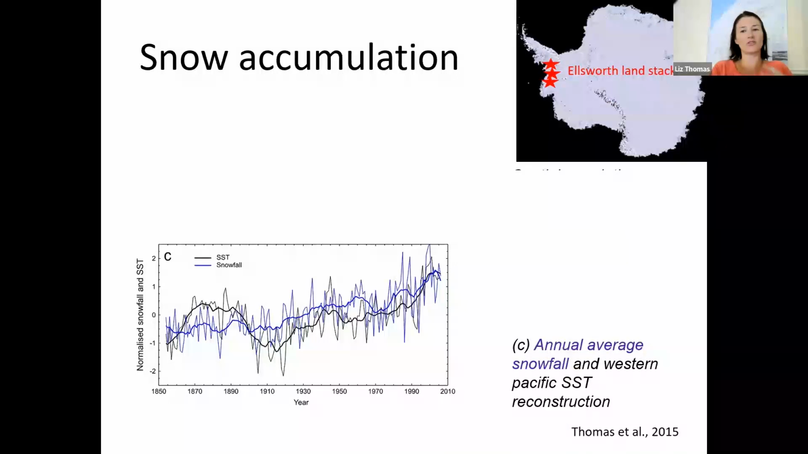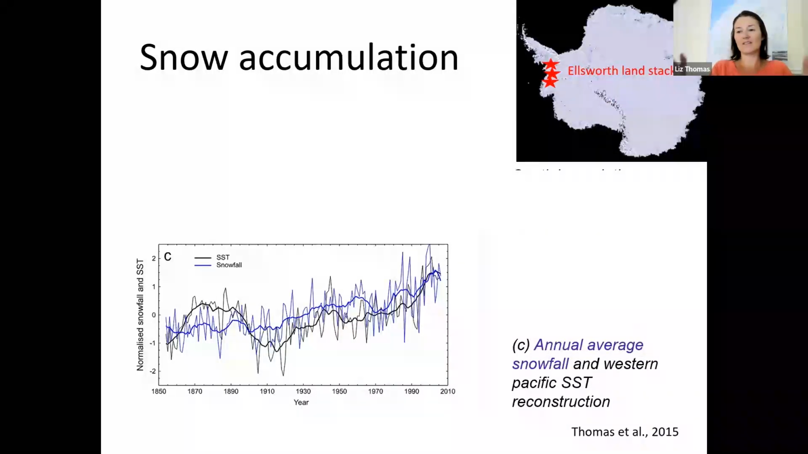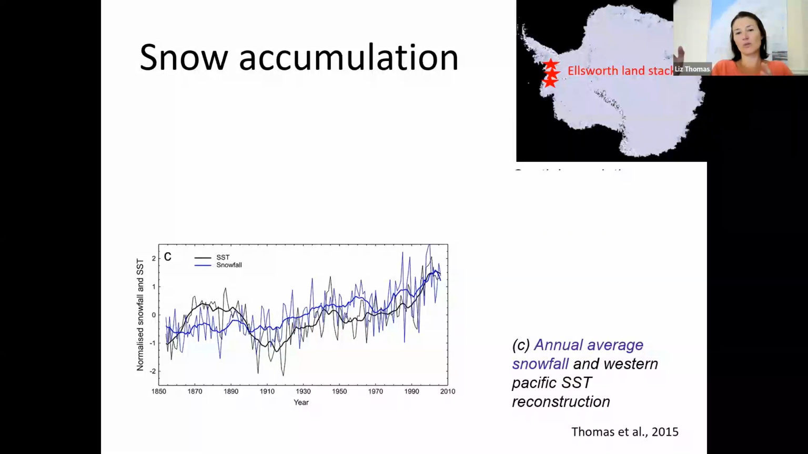So the isotopes, as I showed you, the recent period doesn't really stand out as a period of exceptional variability. However, when we start looking at the snow accumulation, we see that actually this recent period is arguably exceptional in terms of the last 300 years at least.